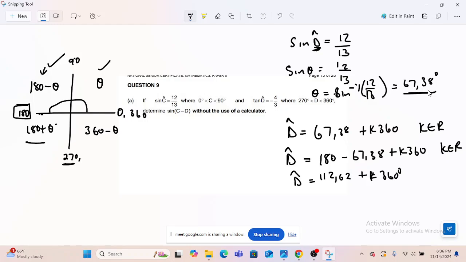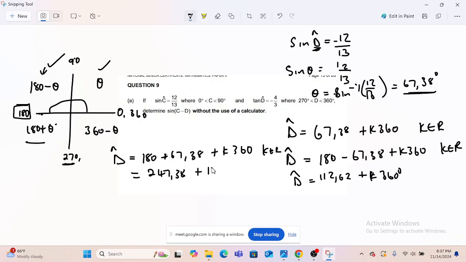And then from here, what do you do? Let's say you have a negative ratio here. The general solution here is going to be angle D equal to 180, because sine is negative in the third quadrant and the fourth quadrant. So it is going to be 180 plus 67.38 plus K 360 degrees. As I said, K is an element of the real numbers. So what is 180 plus 67.38? 247.38 plus K 360. That's the first one, right?